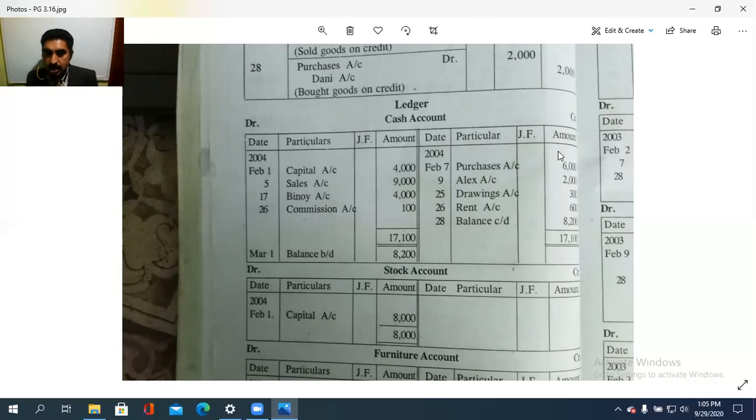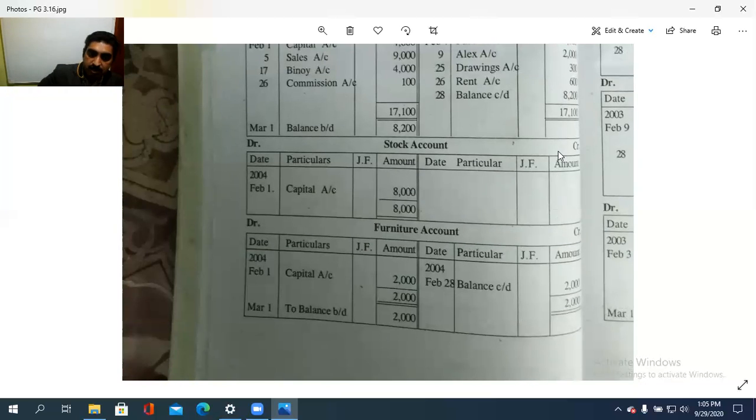Then stock account debtor to capital, the first entry 8,000. No need of balancing because no more items are there. Furniture, see the furniture account, same, only one transaction. Furniture account debtor to capital 2,000, and there is no more item on the credit side because this is an asset, that is why it is balanced. So balance carried down and balance brought down.